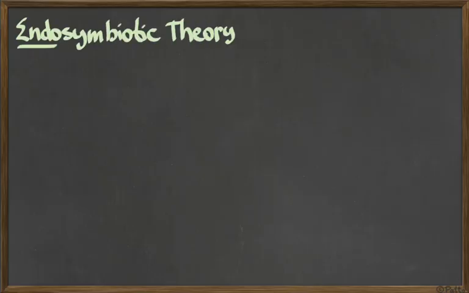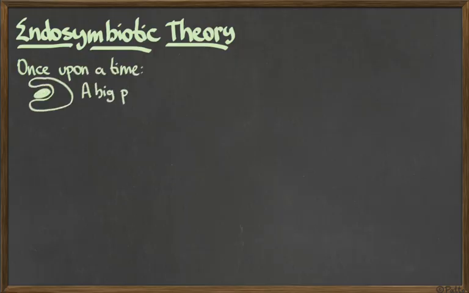So the endosymbiotic theory states the following: once upon a time, a bacteria, a big prokaryote, ate a small prokaryote. That was how things happened back in that time. Actually, it's still like that today. Big cells eat small cells, big microbes eat small microbes. So there was a big prokaryote that engulfed, ate a small one.